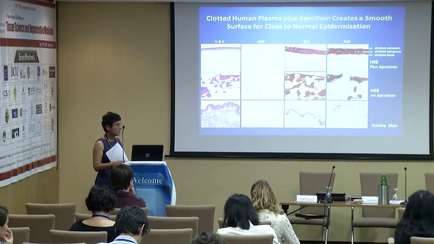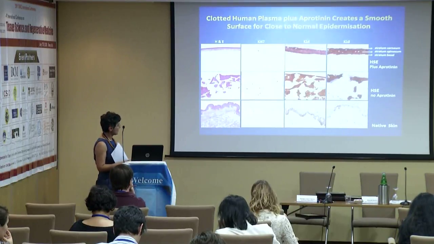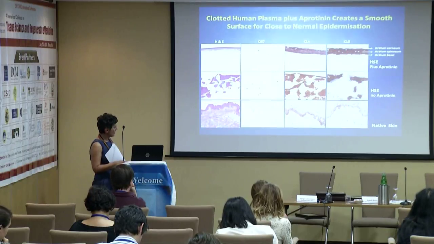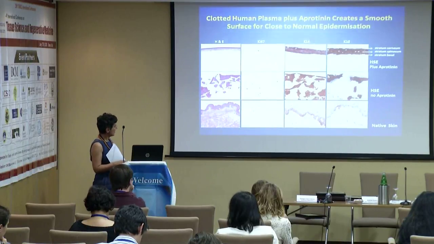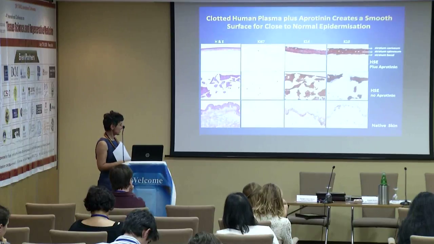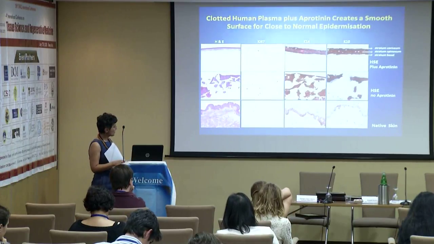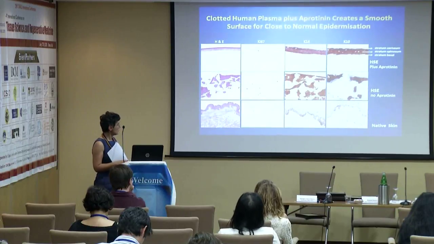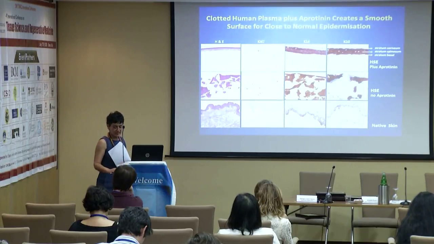This slide shows the architecture of the skin with our novel HSE. You can see that the expression of K10 is very similar to native skin, and we can detect three distinguishable layers of the skin. If you don't have aprotinin, you still get these cyst-like structures of epidermis. Keratin 10 expression persists a little longer than in native skin, but we can also detect Ki67 positive cells in our novel HSE to confirm that the proliferative cells still remain during the culture.